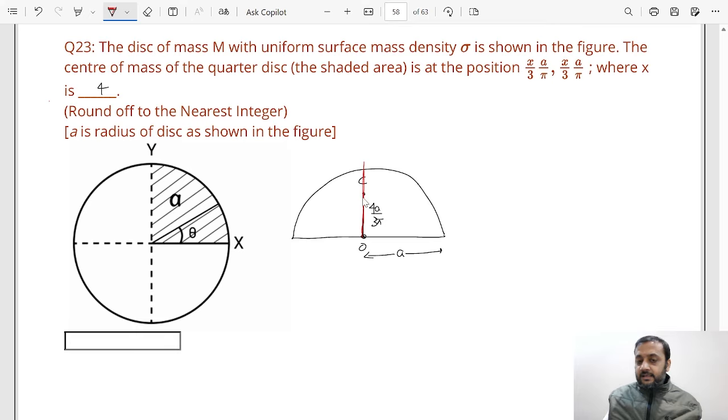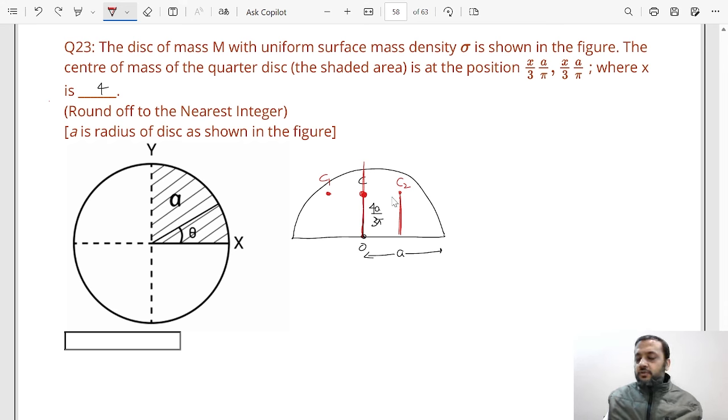If the center of mass of the semi-disk is here, then the center of mass of the quarter disks will be here, C1 let us say, and this will be C2. C1 and C2 will be symmetrical with respect to C, right? So this distance is 4a by 3 pi. This distance is also 4a by 3 pi. Very obvious, correct? So this value should be 4a by 3 pi, because if you look at this disk, this is 4a by 3 pi. That means x should be 4.